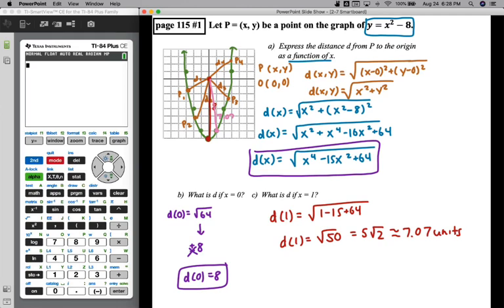Pick any value for x, and we can find the distance from that point on the parabola to the origin.